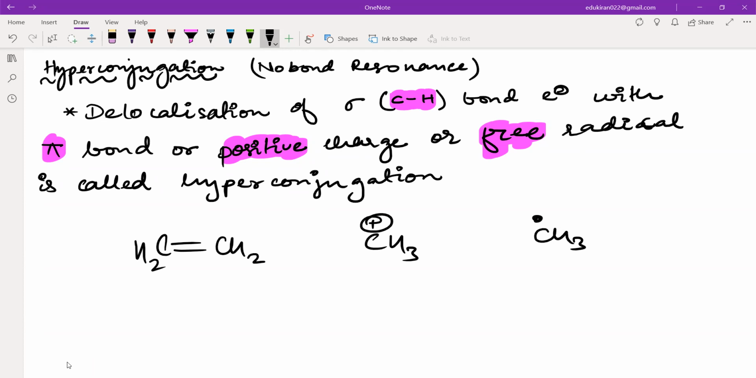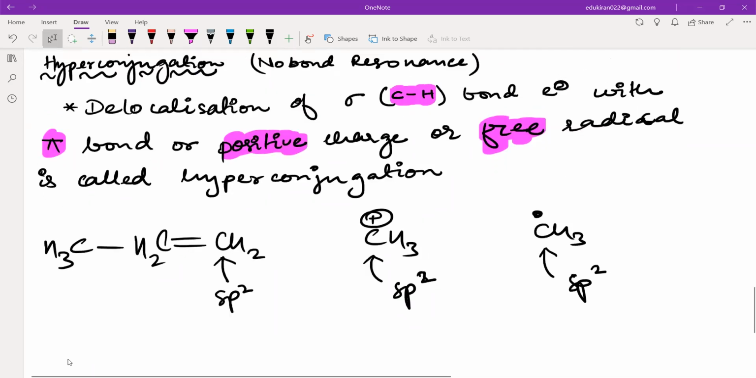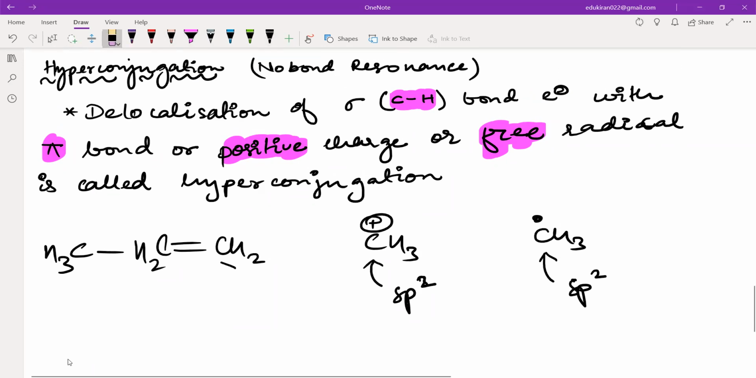What is common in all of these is that whenever you have a pi bond, the carbons will be sp2 hybridized. This is also going to be sp2 hybridized because there are only 3 bonds. Essentially, there should be an sp2 hybridized carbon atom, and some CH3 group attached, so we have some sigma CH bond. Then we will have hyperconjugation. So the common thing between pi bond, positive charge, and free radical is that all of these are sp2 hybridized. Write this, then you will write about the conditions.